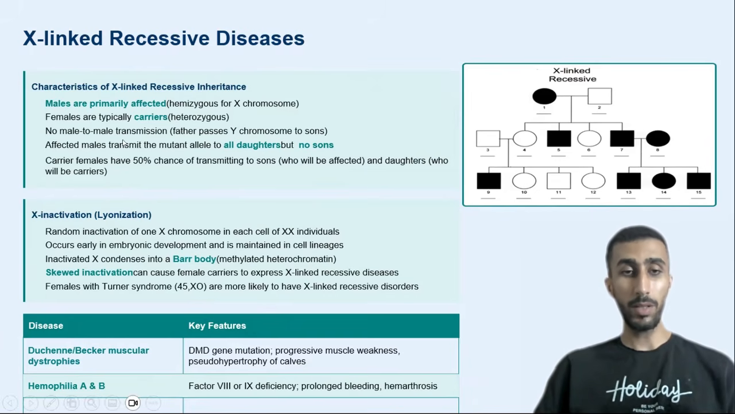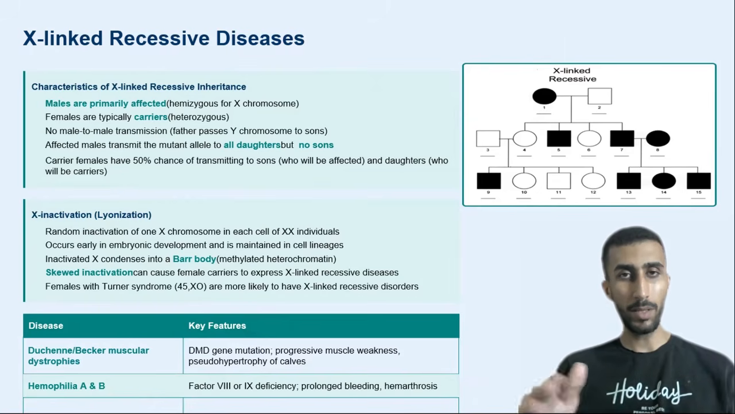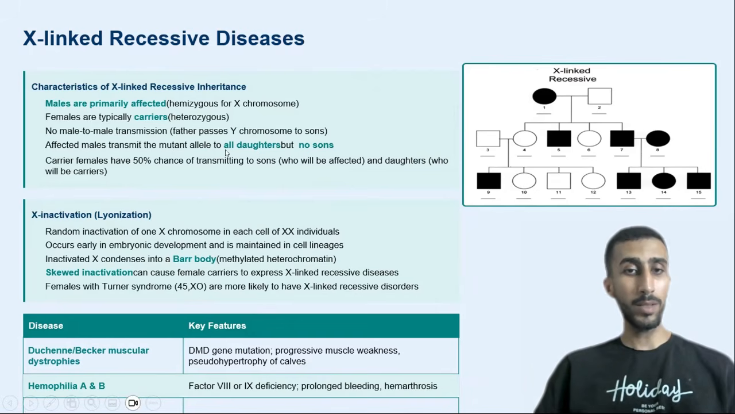Next, there is no male-to-male transmission. Remember, the father's contribution to his son is the Y chromosome, and the Y chromosome won't ever carry this X-linked recessive disease. So the male will never pass this disease to his sons, but is going to pass it to all of his daughters. Versus the female, who will pass it to daughters and sons at a 50-50 chance, because if she is a carrier, it is more like the autosomal dominant concept. So 50% chance of passing the mutant allele, 50% chance of passing the normal allele.